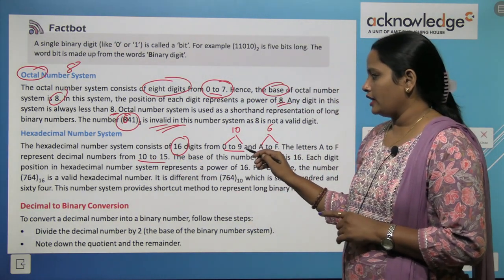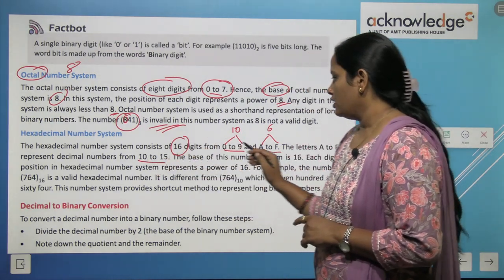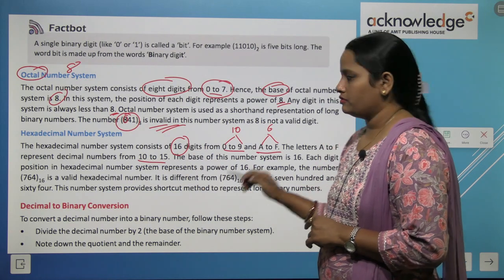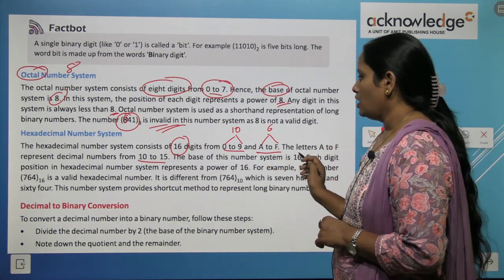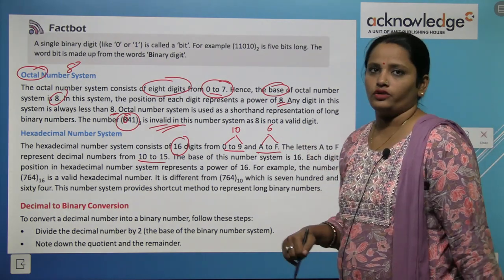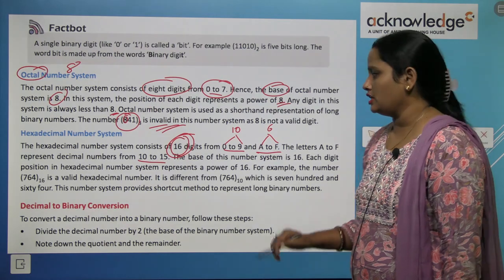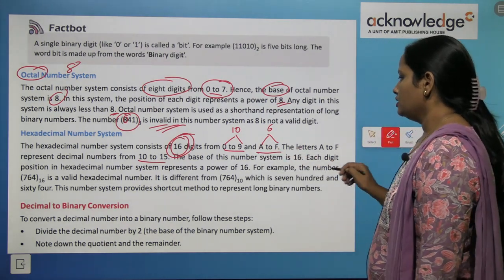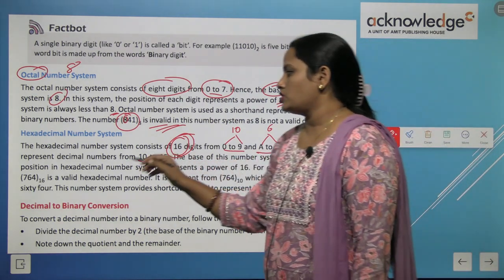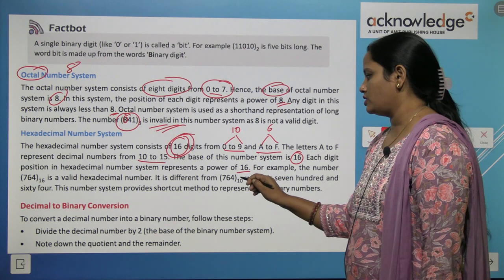So after 9, A is written because it is considered as 10. Then B as 11, C as 12, D as 13, E as 14 and F as 15. So it consists of a total of 16 numbers like this. The base in this number system is 16. Each digit's position in the hexadecimal number system represents a power of 16.